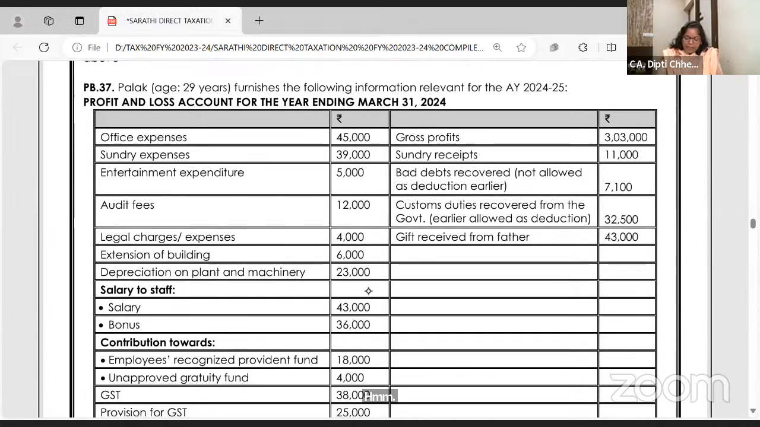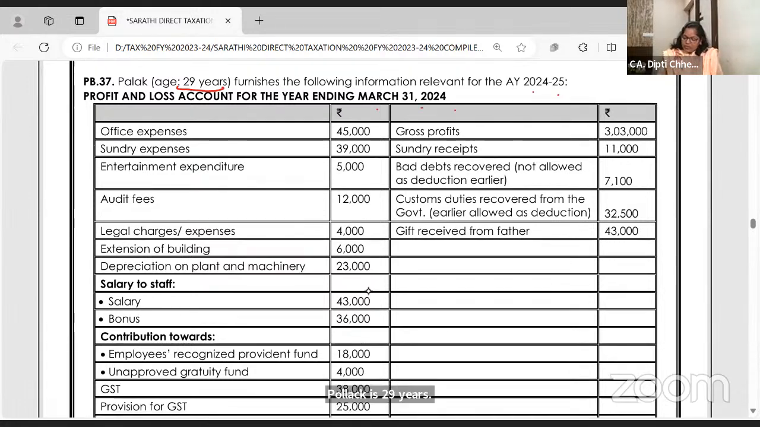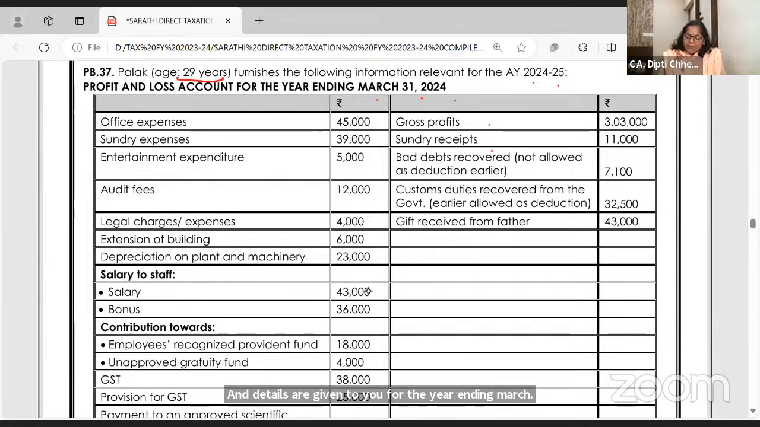37 we will do. Palak is 29 years and details are given to you for the year ending March. GP, sundry receipts. Now I am discussing here only. Bad debt is recovered, not allowed as deduction. You remember this I have taught you yesterday only. Bad debt, earlier only deduction was not allowed. You debited 2-3 years back, ma'am, ये bad debt है. Not allowed. So that time only it was disallowed. That time only it was taxable. When the bad debt was disallowed, it was taxable. Now again, when you receive the refund, should you tax it? No.